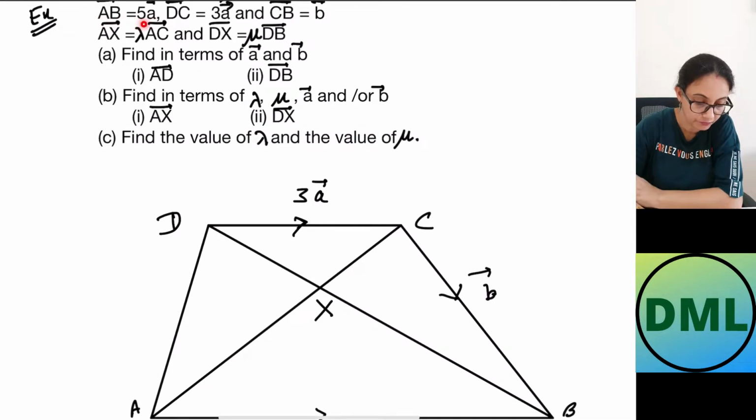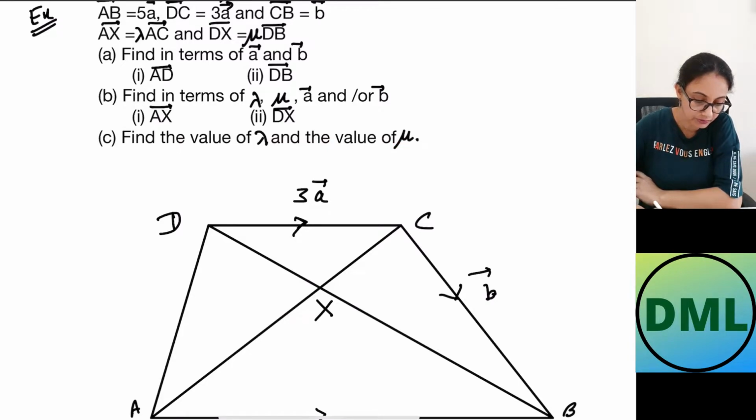Vector AB is equal to 5 times of vector A. DC vector is 3 times of vector A. CB vector is vector B. AX vector is lambda times of AC vector. DX vector is mu times of DB vector. Find in terms of A and B the vector AD and the vector DB. Find in terms of lambda, mu, A and B the AX vector and DX vector. Find the value of lambda and the value of mu.